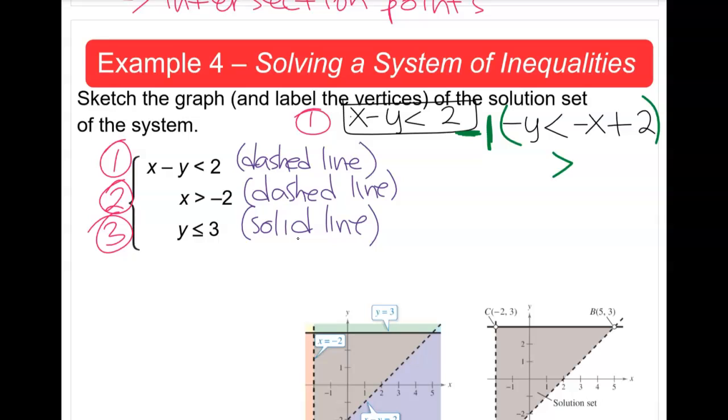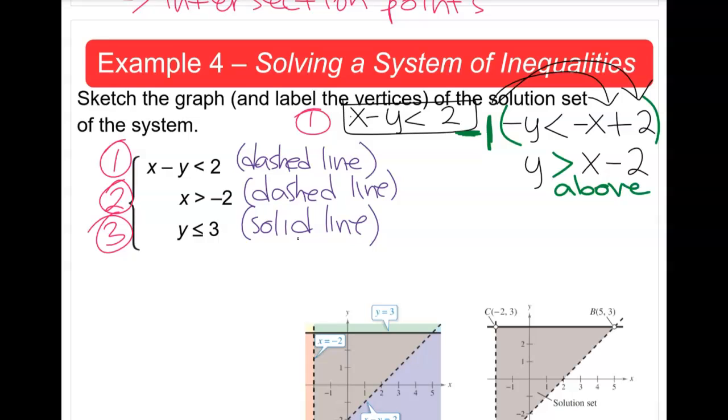So negative 1 times negative y will be positive y. And then negative 1 times negative x is going to be positive x. And then negative 1 times positive 2 will be negative 2. So that is the inequality that we will be graphing. So as you notice, we are going to be shading above.